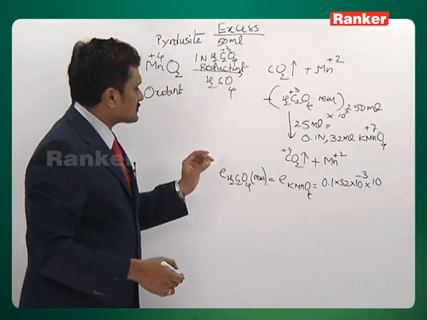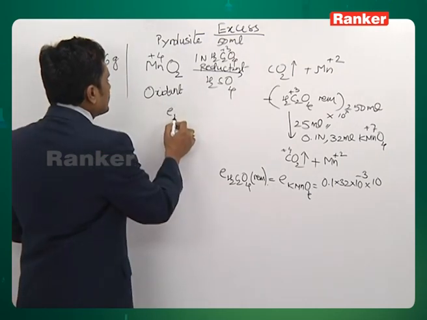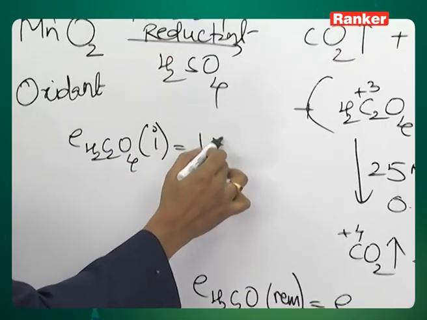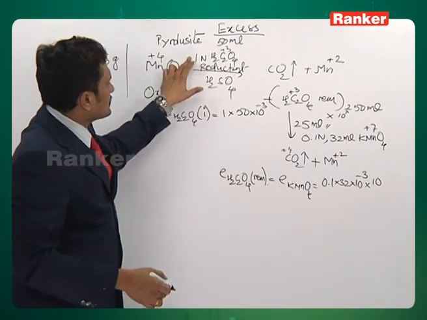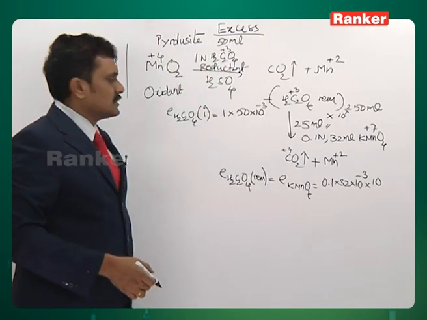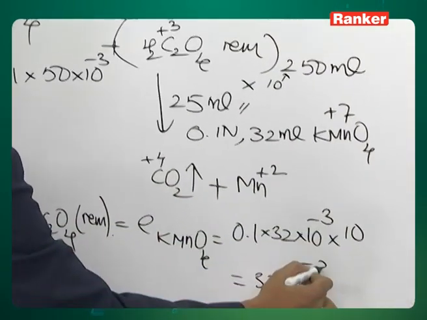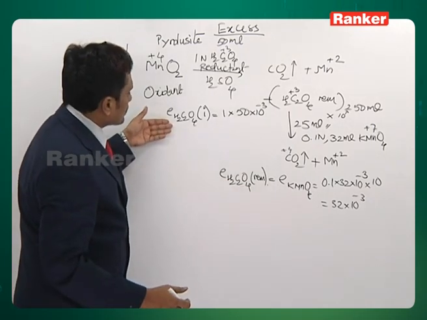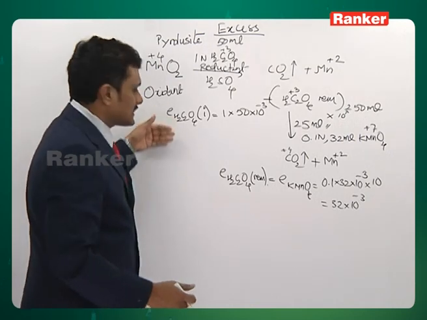Now these are the equivalents of oxalic acid that are remaining after the first reaction, and you have been given the equivalents of oxalic acid initially taken as 1 into 50 into 10 to the power minus 3, that is normality into volume in liter. Volume is given in milliliter, so I am dividing by 1000. So here you can see, my dear students, that this is 32 into 10 power minus 3. These are the equivalents of oxalic acid remaining. These are the equivalents of oxalic acid which are initially taken.